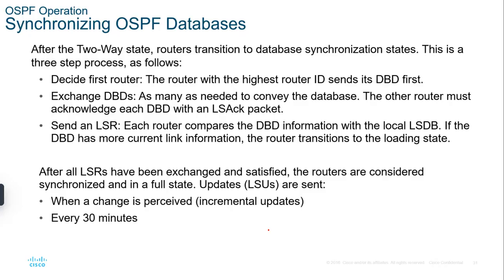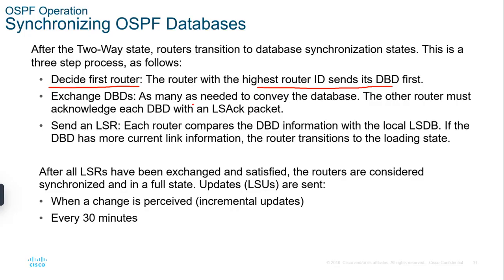After the two-way stage, routers transition to database synchronization states. This is a three-step process as follows. Decide the first router, which router is going to initiate the exchange first. The router with the highest router ID sends its BDR database description first. Then exchange database descriptions as many as needed to convey the database.